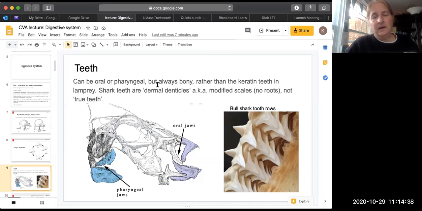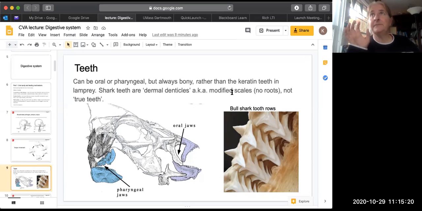So teeth, if they're true teeth, are always bony. They have the bone and then the enamel and dentine over top of them, which we'll talk about in a second, rather than the keratin teeth of the lamprey. Those hardened, horny teeth of the lamprey are not true teeth, right? Those are keratin. Shark teeth are dermal denticles, so they are teeth in that they have dentine, but they're essentially modified scales, right?